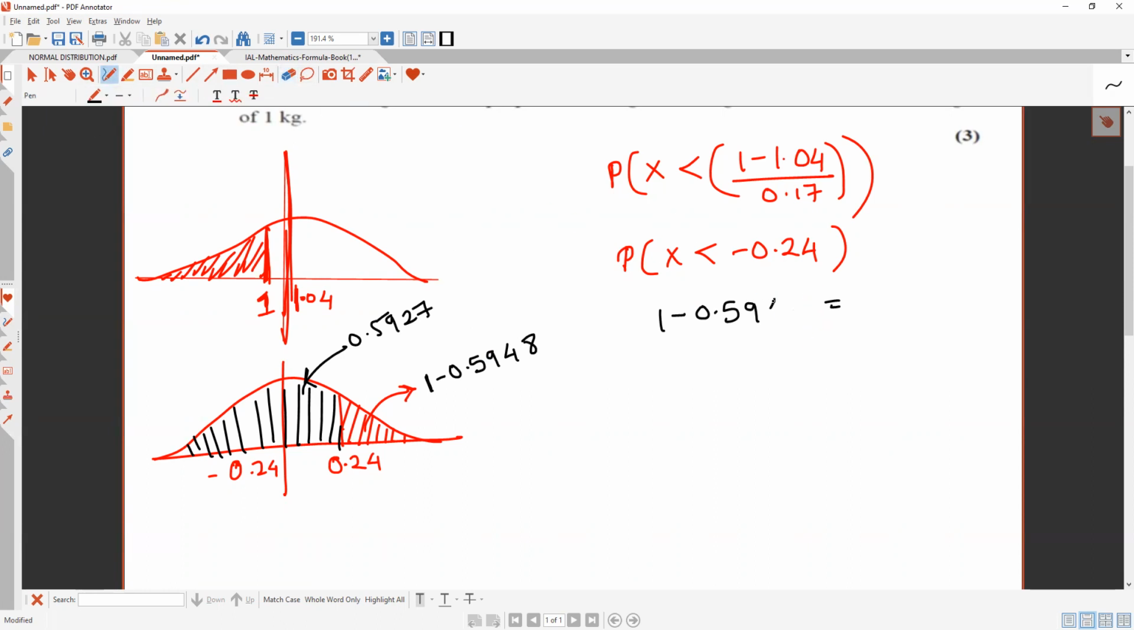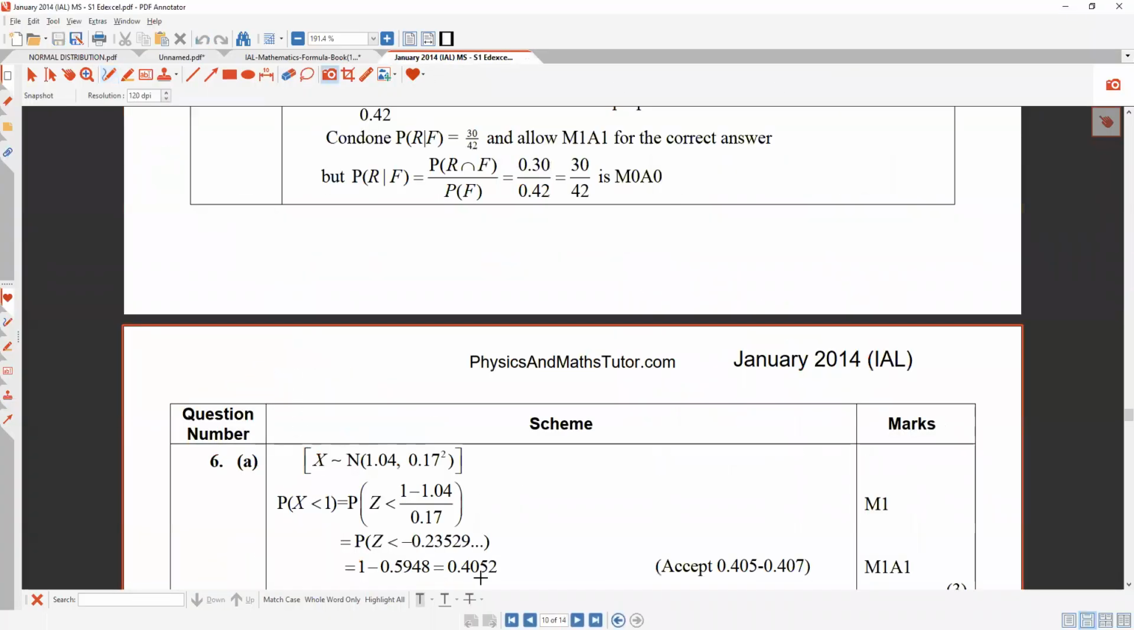0.5948. Do you understand this? Minus. Now tell me, how much is 1 minus 0.5948? 0.4052. So that is the probability, 0.4052. So there is a chance of 0.4052 to get a rice bag which is less than 1 kg. Now let me see the mark scheme and confirm the answer. Okay, so the answer was correct, 0.4052.